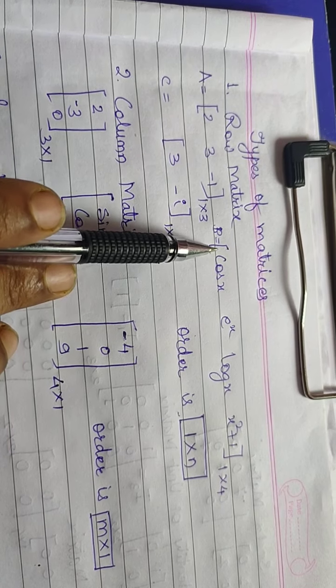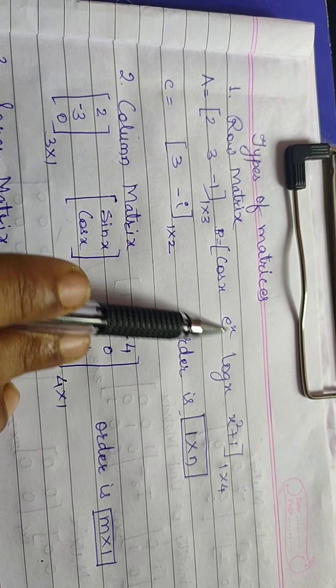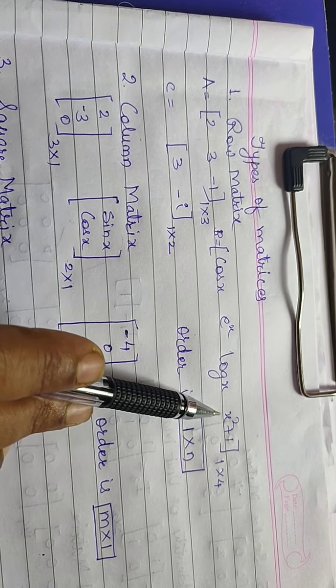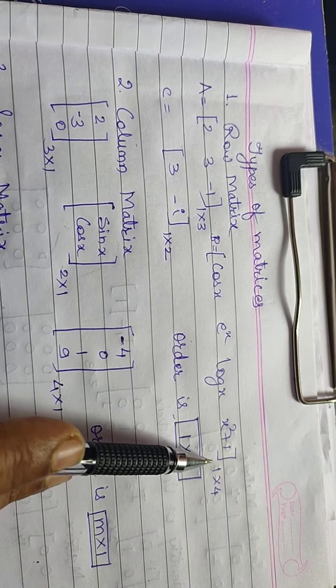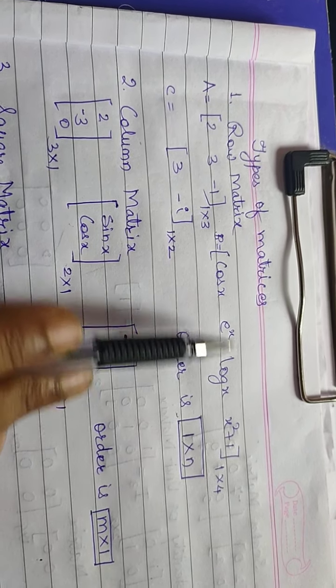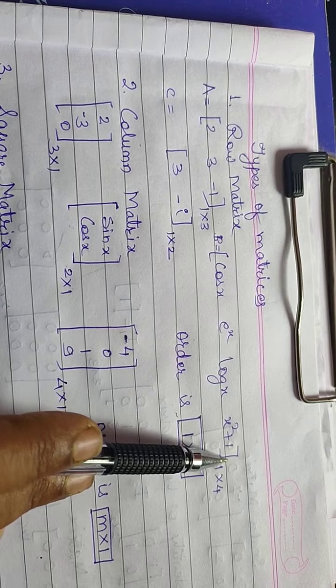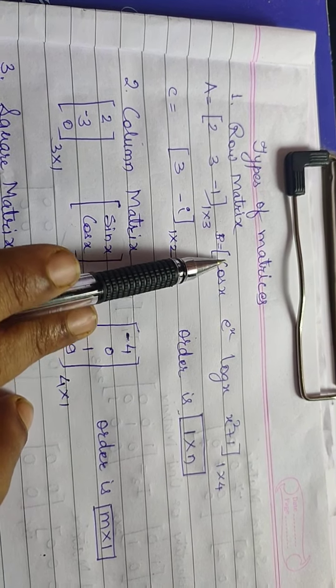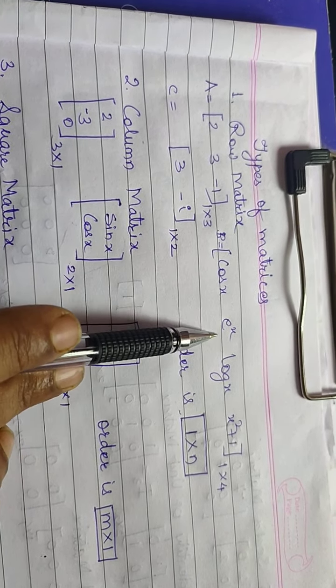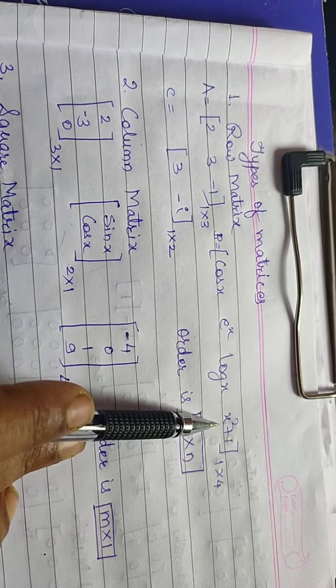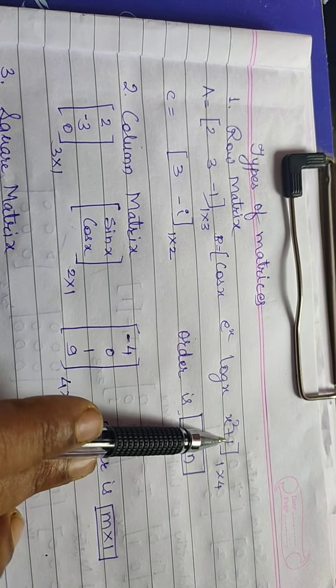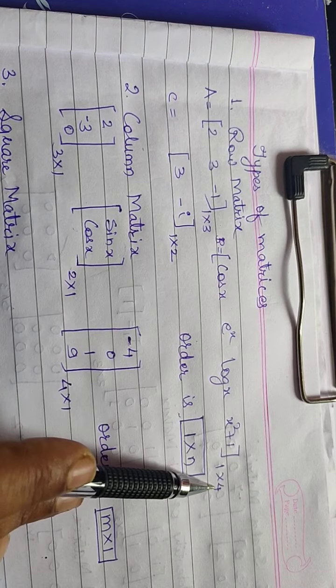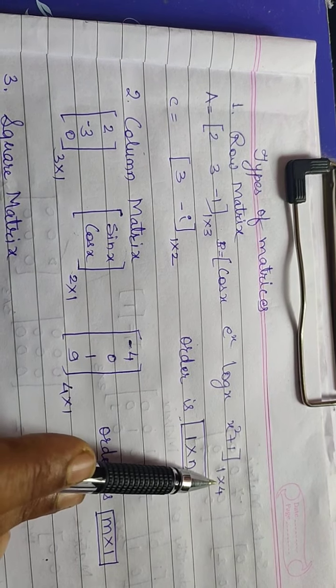See the second example. In this matrix B, the elements are cos x, e to the power x, log x and x square plus 1. Order of this matrix is 1 by 4. So again it is a row matrix having only one row and the columns 1, 2, 3 and 4. Vertical are columns, horizontal are rows. So its order is 1 by 4. This is also a row matrix.